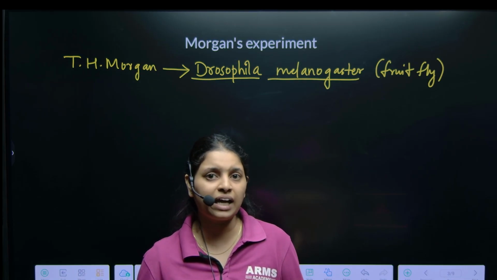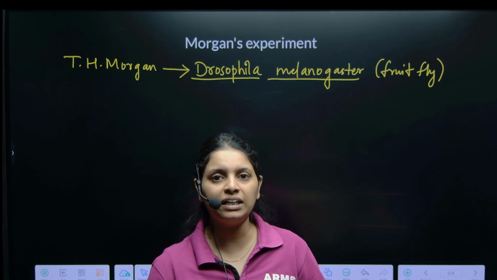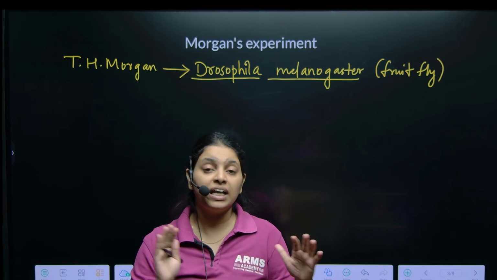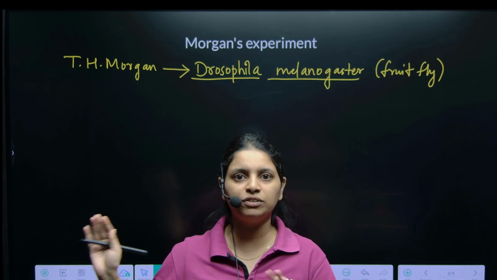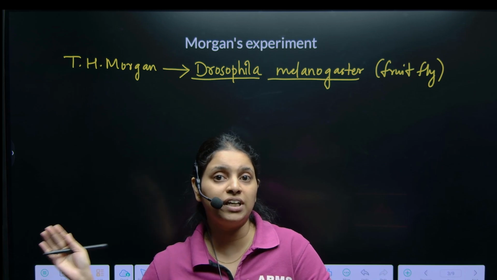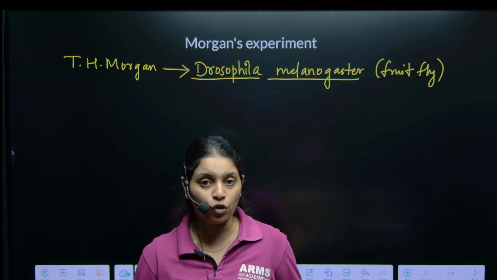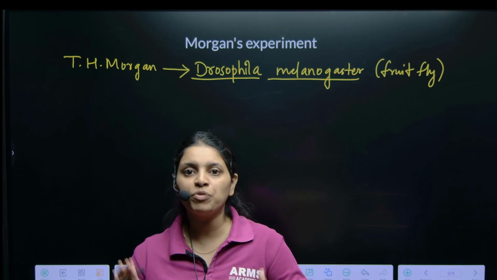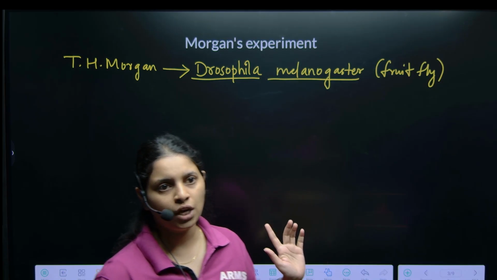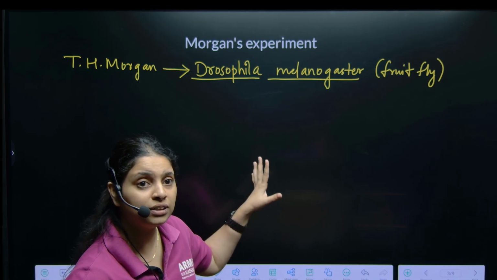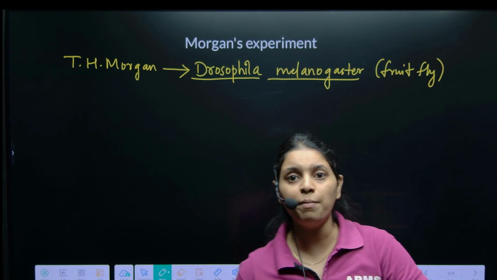Because of all these characteristics, and one very important thing which will help us do experiments: Drosophila has easily observable contrasting characters, like we had in the pea plant. Pea plants were either tall or short, with round seeds or wrinkled seeds. In the same way, Drosophila also has many easily observable contrasting traits, and that is why Drosophila was chosen. So Thomas Hunt Morgan studied Drosophila melanogaster, the fruit fly, and carried out some dihybrid crosses.